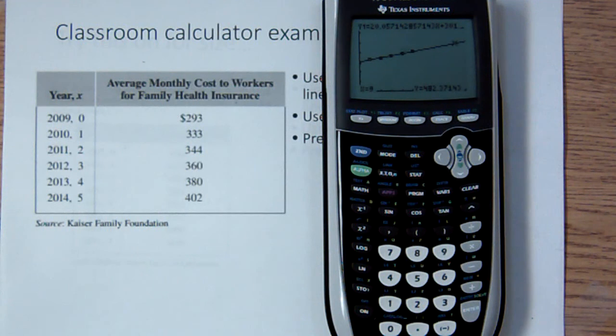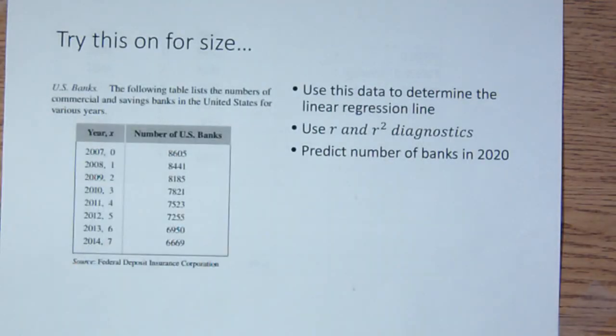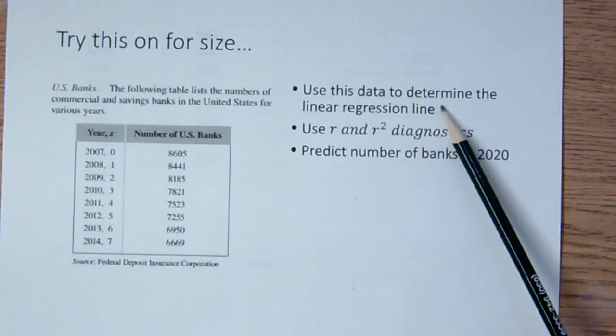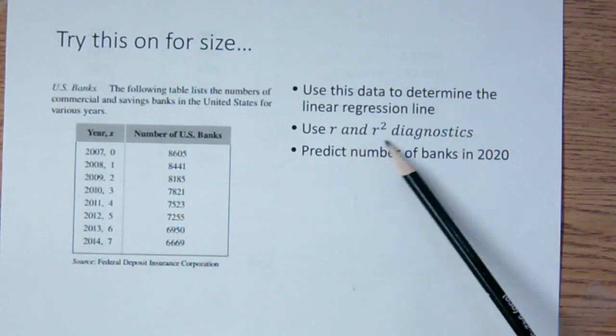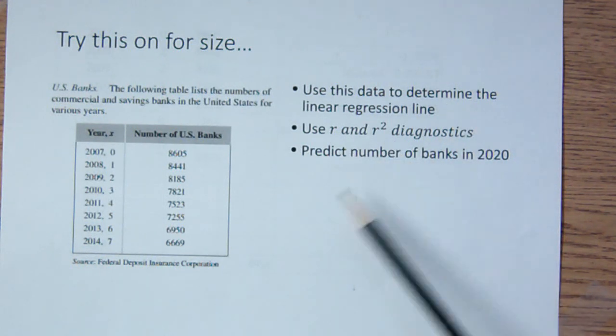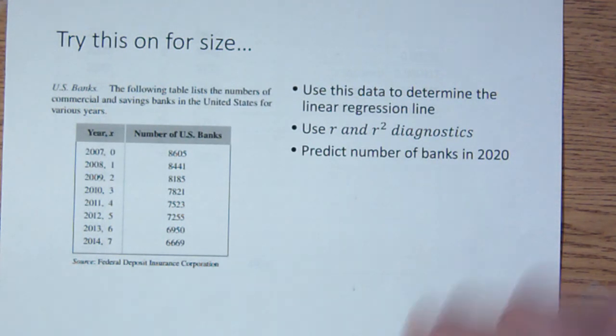Hope that helps. Now, here is a problem for you to try on your own. So this is what's happening with some U.S. banks. We will go over this in class, so you should do this before class, and we'll compare notes. So again, you're using this data to determine a linear regression line. You're going to get r and r squared, and you're going to predict the number of banks in 2020. See you in class.